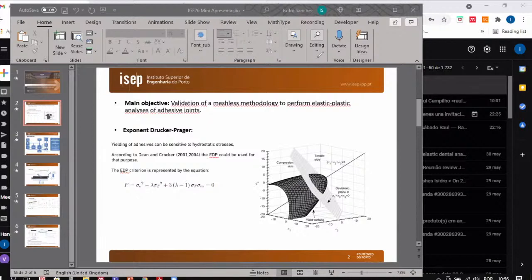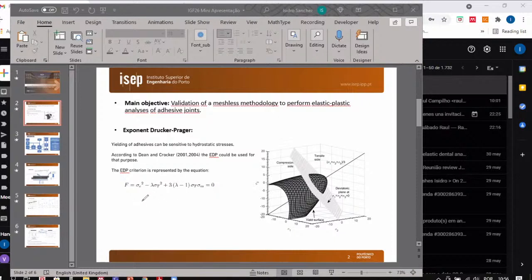This parameter is not available in the literature, let alone for all the adhesives. So this parameter has to be calculated for every adhesive. It's necessary to perform tests in two different directions. So in this case, we're using tensile testing and shear testing, but it can be shear and tensile, shear and compression, tensile and compression, a combination of them.